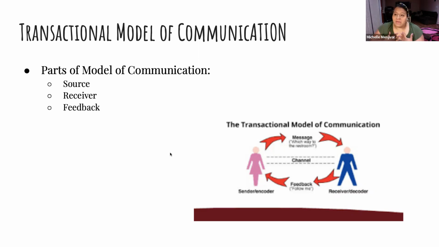While the source is sending information to the receiver, the receiver is giving me some type of feedback, whether it be nonverbal, like nodding and smiling, or verbal cues like the uh-huhs and yeahs. That's giving me some type of feedback.